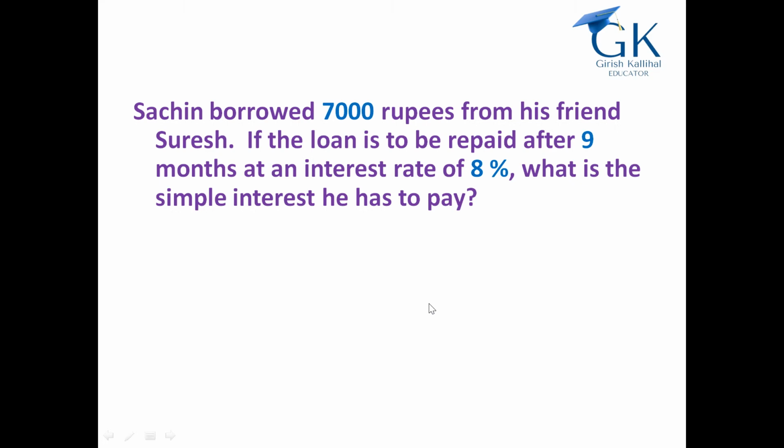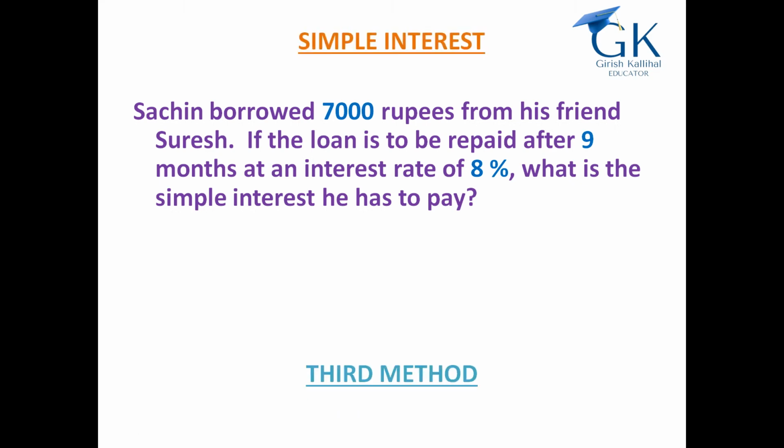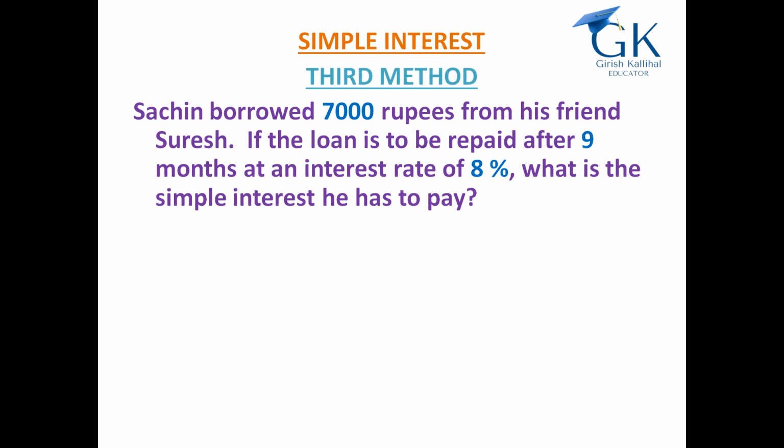In this video we are going to see the simple interest third method. Let us see the problem. Sachin borrowed 7,000 rupees from his friend Suresh. If the loan is to be repaid after 9 months at an interest rate of 8%, what is the simple interest he has to pay? That means Sachin has to pay how much interest? That is simple interest they are asking.